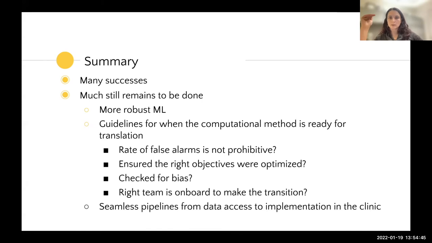This is key to actually getting it to scale up across the field of healthcare. There are many questions to ask here: rate of false alarms, checking for bias, is the right team on board to maintain the system? What if something goes wrong? And finally, the pipelines from data access to the implementation in the clinic. As soon as that is in place, scaling up is going to be made a lot easier.